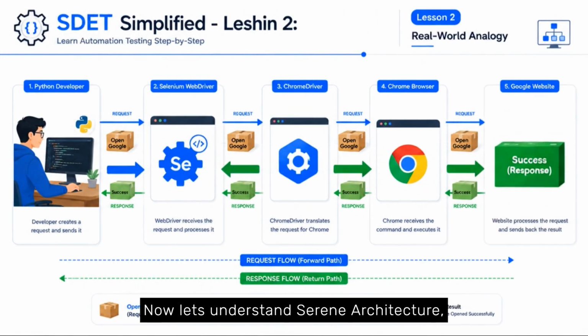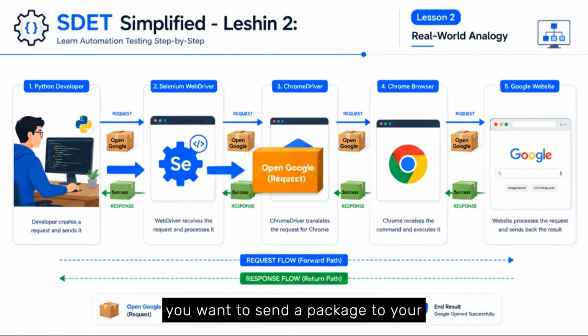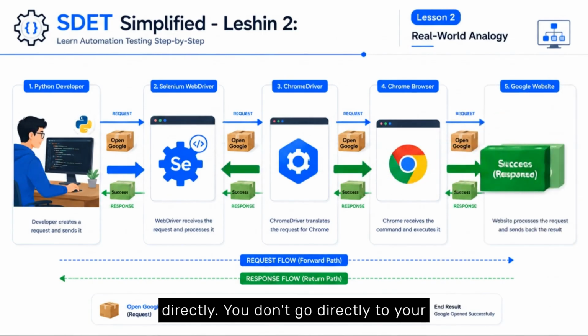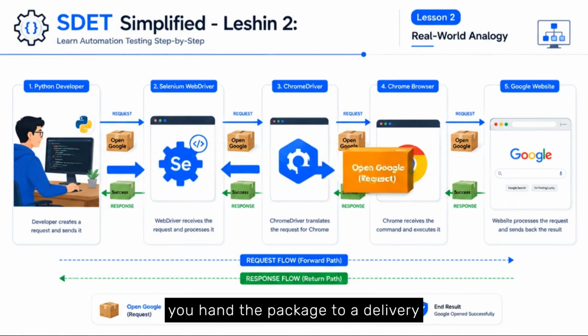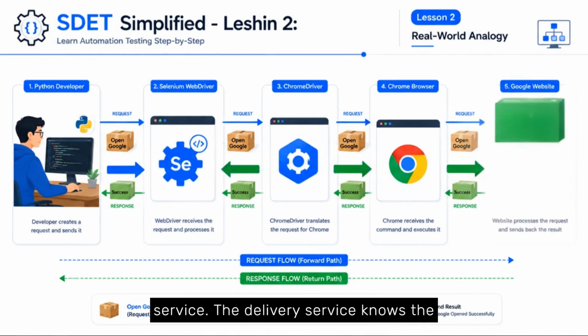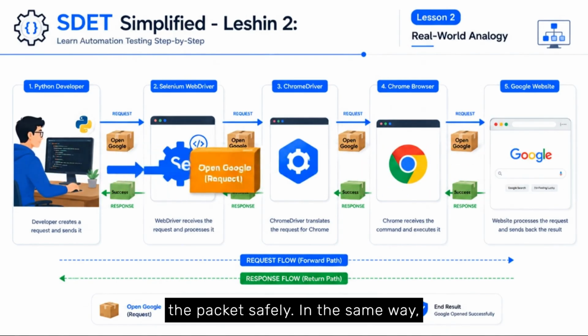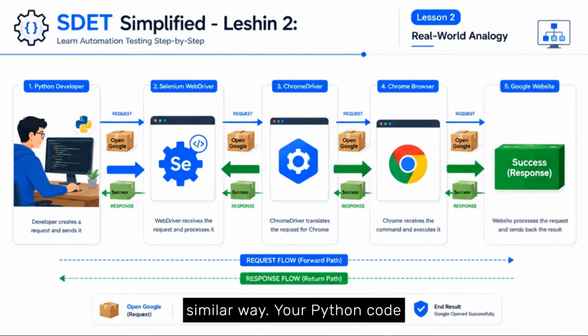Now let's understand Selenium architecture with a simple real world example. Imagine you want to send a package to your friend. You don't go directly to your friend's house every time, right? Instead, you hand the package to a delivery service. The delivery service knows the route, knows the destination, and delivers the package safely. In the same way, Selenium architecture works in a very similar way.